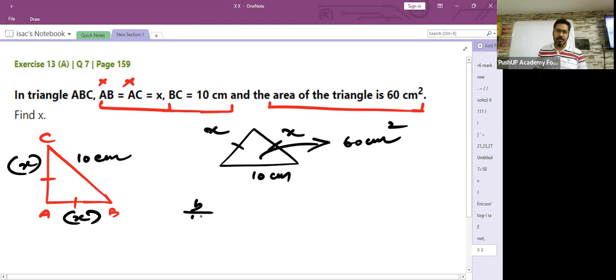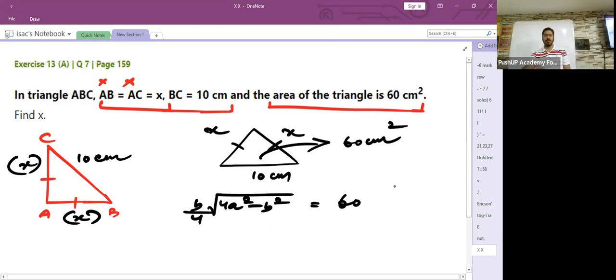I had taught you this formula, b by 4 into square root of 4a square minus b square. You remember? Area of an isosceles triangle is b by 4 into root of 4a square minus b square. This is something which we did very early, like in the month of June or July, when online classes were going on. Okay. What is the value of b, children?